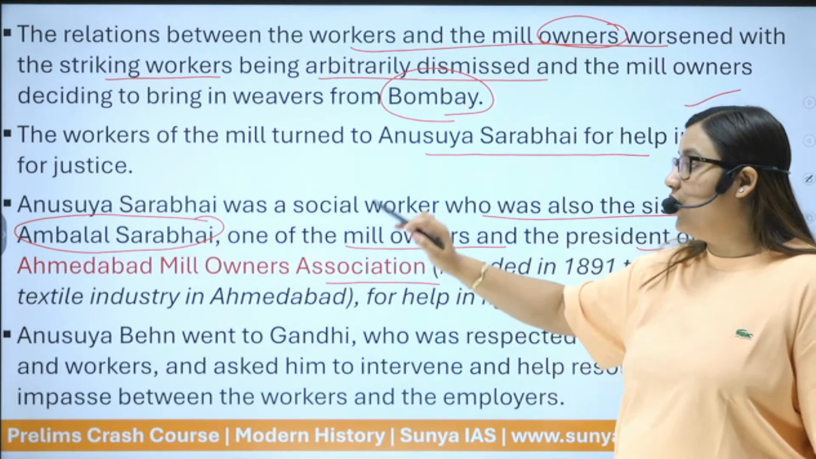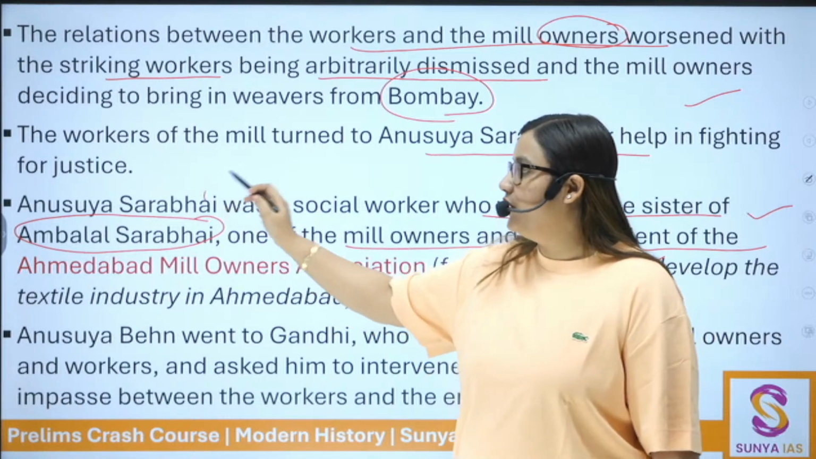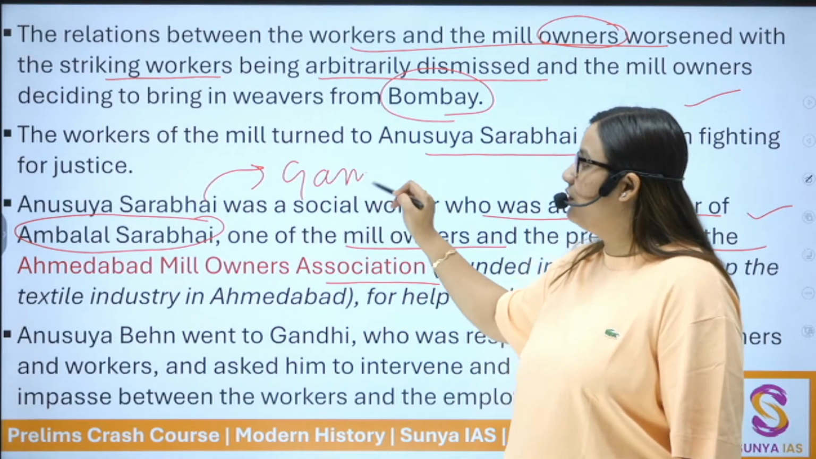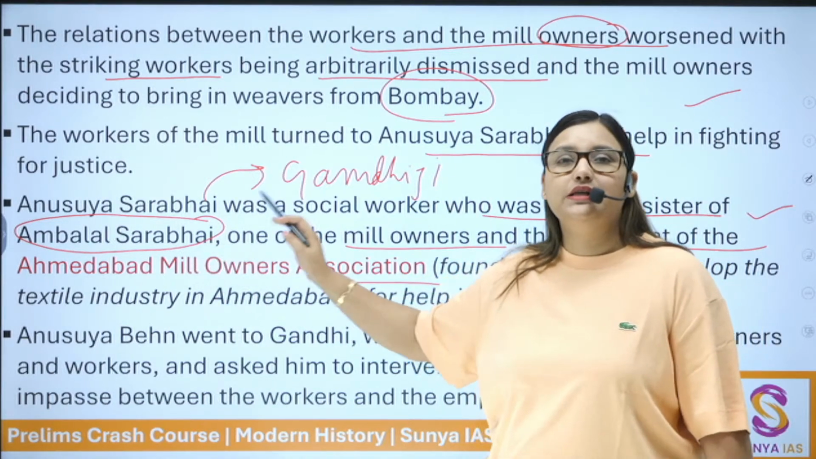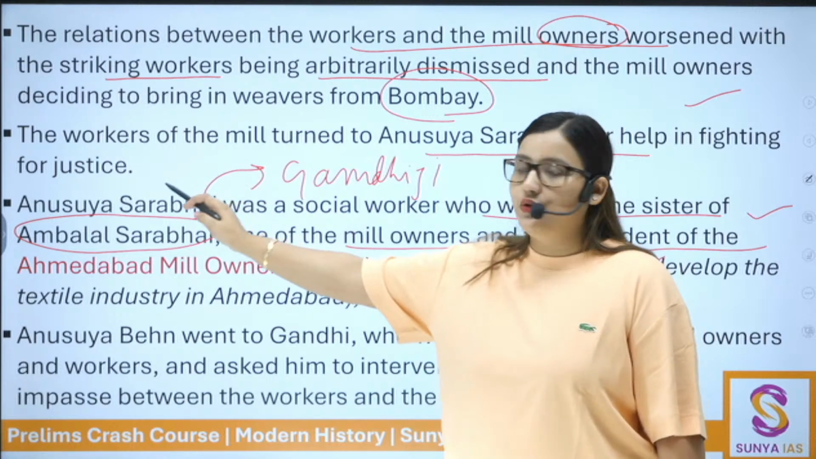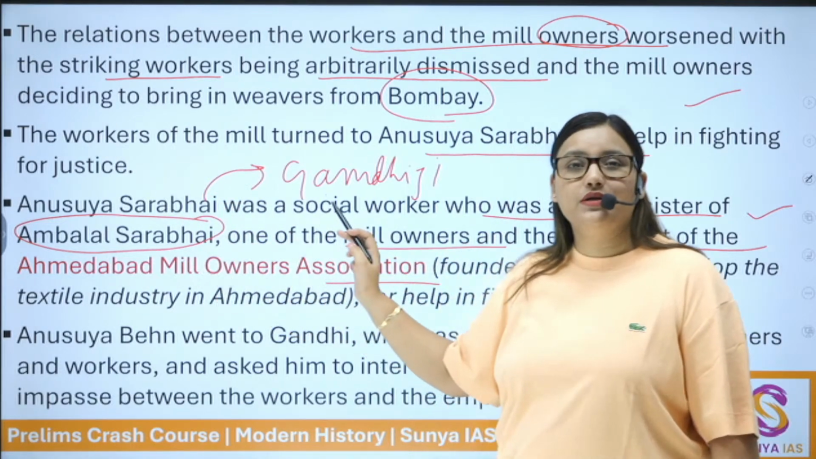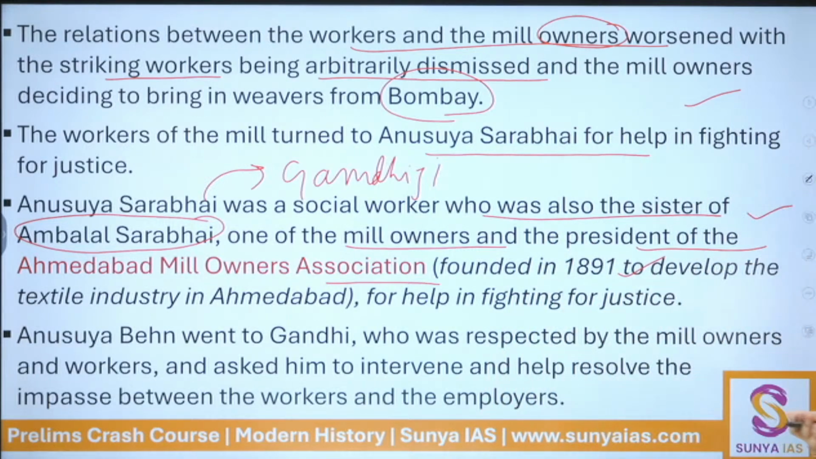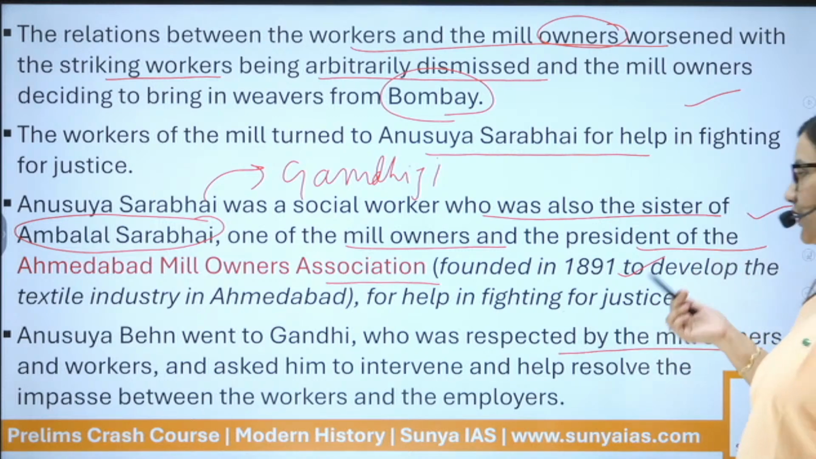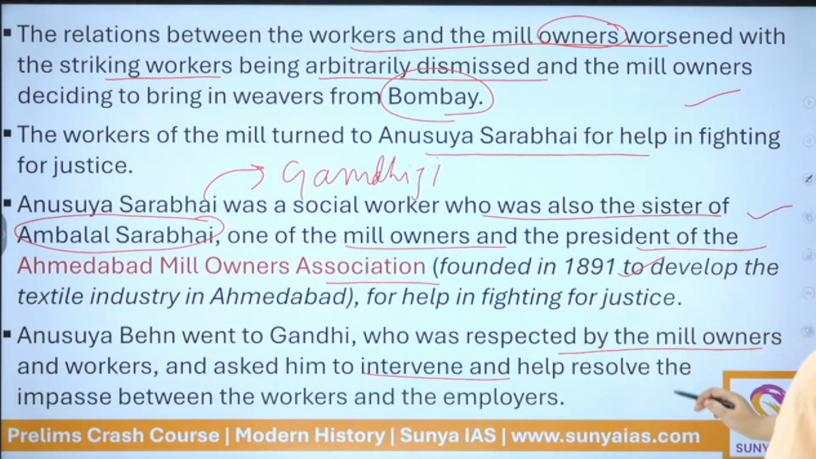Okay, so she fought with the help of Gandhiji. She only took help from Gandhiji. However, Gandhiji was a very good friend of Ambalal Sarabhai, but in this situation Gandhiji helped Anusuya, not Ambalal. Why? Because Gandhiji wanted to help the workers. Okay, that's why. Now, Anusuya Ben went to Gandhiji, and Gandhiji was a respected person by mill owners and by workers also. So Anusuya asked him to intervene in the matter and help resolve the impasse between the workers and employers.